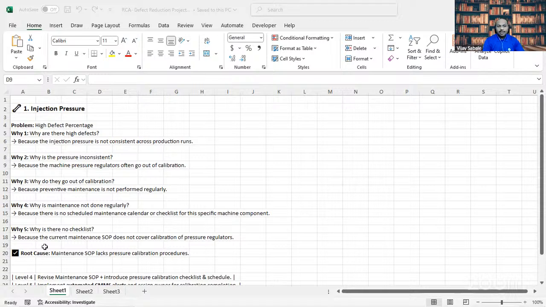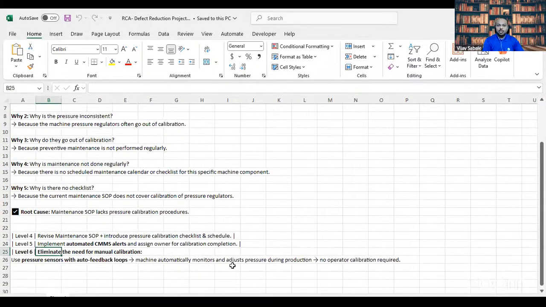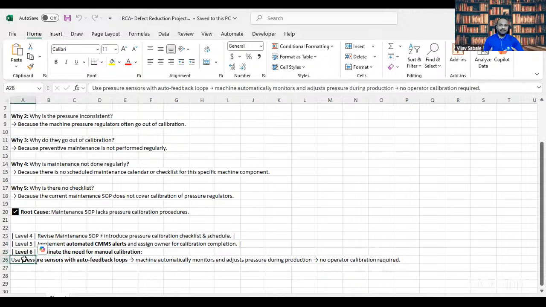We can talk about eliminating the need for manual calibration, right? Use the pressure sensors with auto feedback loops. The machine automatically monitors and adjusts pressure during production. No operator calibration is required, right? Now, if you see, this solution is not easy, right? Because you need to implement the sensors with the auto feedback loops, right? And there are some automations, and that is also getting into some resources. Money, time is also getting into it. But this will give us very good results.